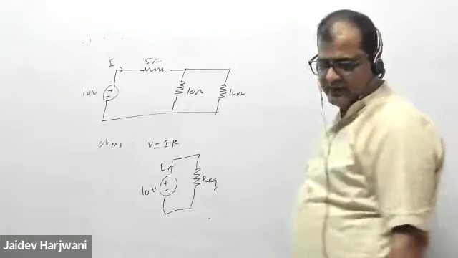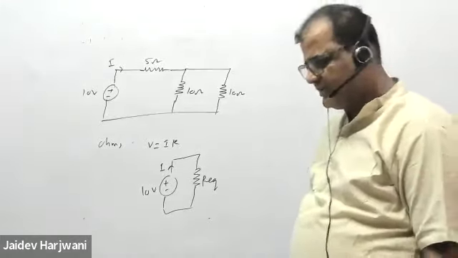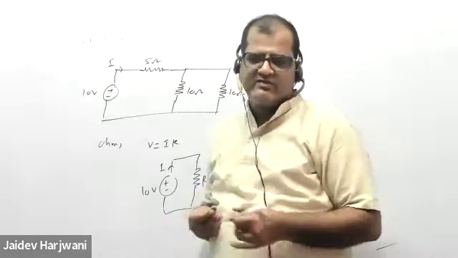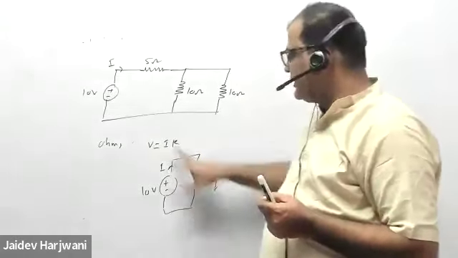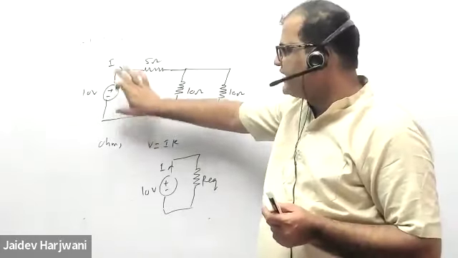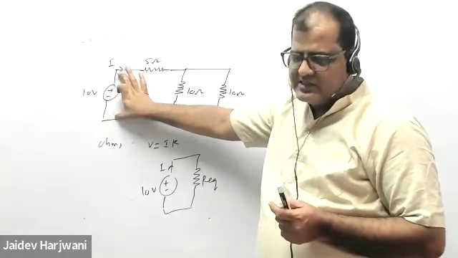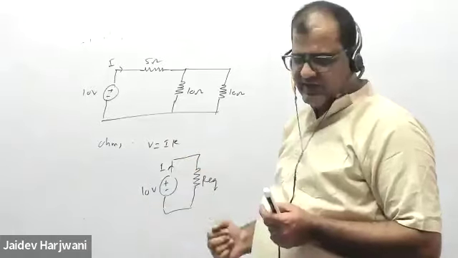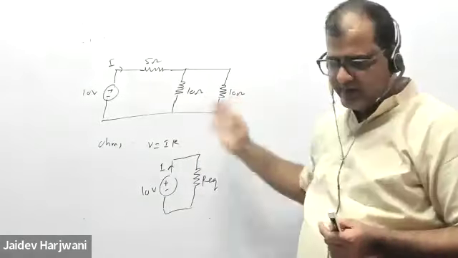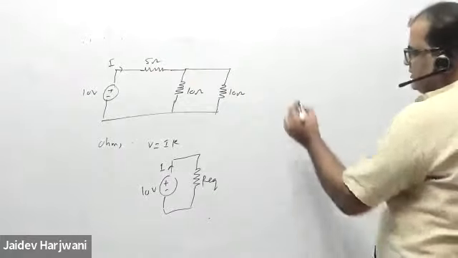If I want to find how much current any source is giving, and I know the voltage difference between its two terminals, like here the difference is 10 volt, then I need the equivalent resistance between these two terminals, and then you can find how much current it is giving. What is R equivalent here?